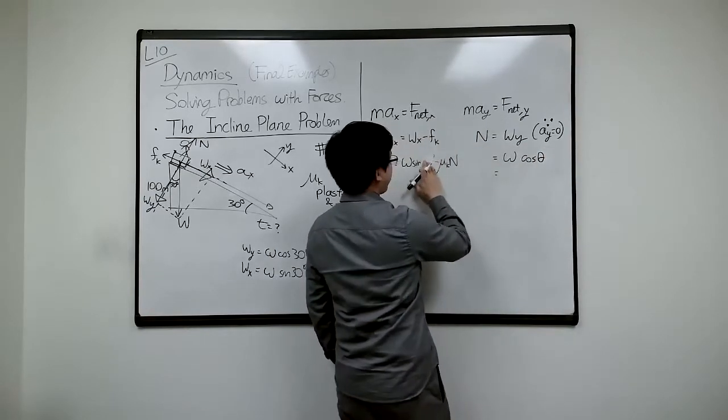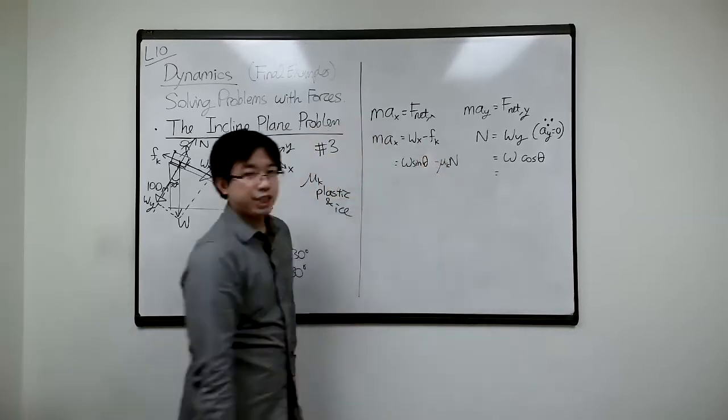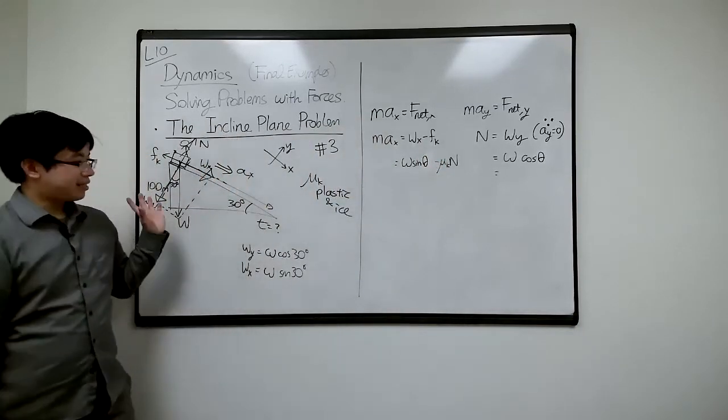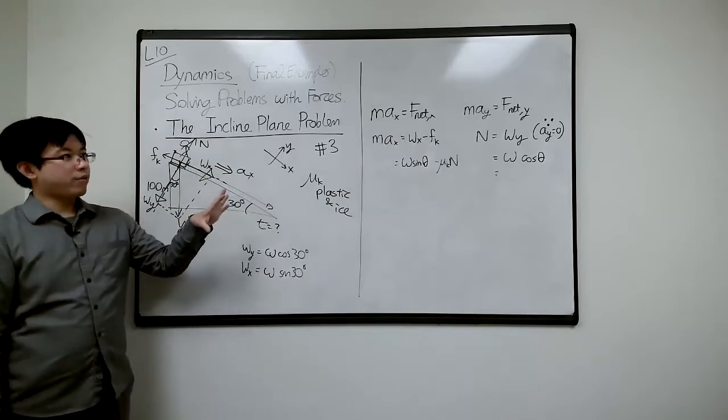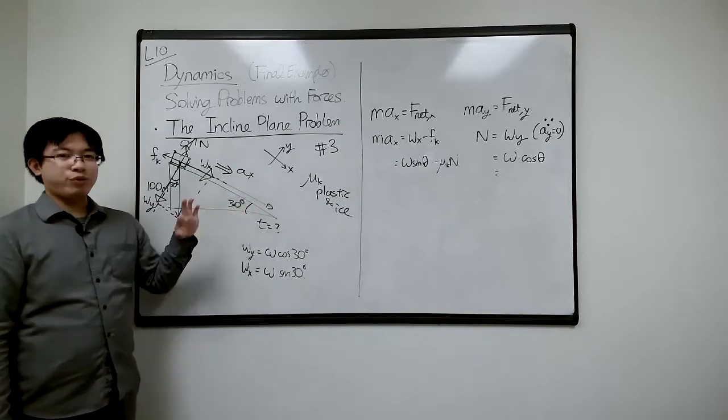The benefit of working with variables is if I change the question, suddenly I realize my slope is not 30 degrees, but it's 39 degrees. Now, if you don't work with variables, you have to redo the whole problem again.